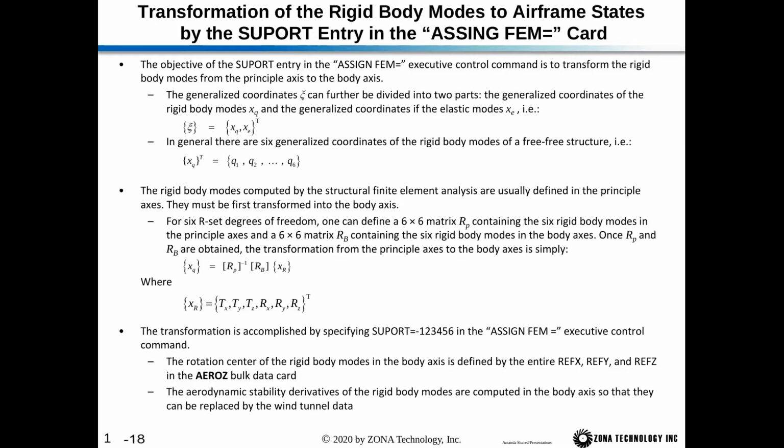This transformation is accomplished by specifying support equals minus 1, 2, 3, 4, 5, 6 in the Assign FEM executive control command. And the rotation center of the rigid body modes in the body axis is defined by the entries ref x, ref y, and ref z in the ZAERO Z bulk data card. The aerodynamic stability derivatives of the rigid body modes are computed in the body axis so that they can be replaced by the wind tunnel data.